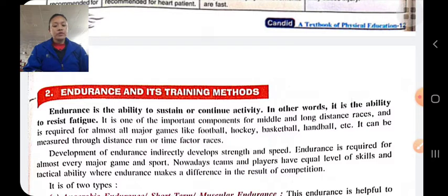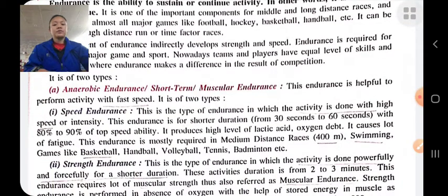There are two types of endurance: short-term endurance and long-term endurance. Short-term endurance is also known as anaerobic endurance or muscular endurance. Anaerobic means doing activity in the absence of oxygen. In short-term endurance, we perform the activity with high speed.